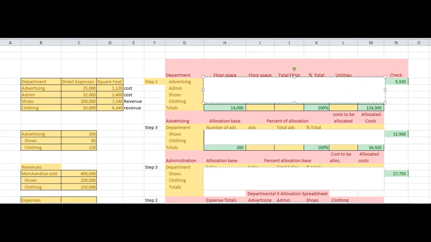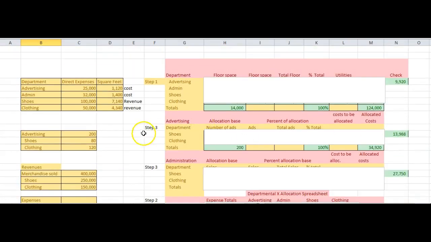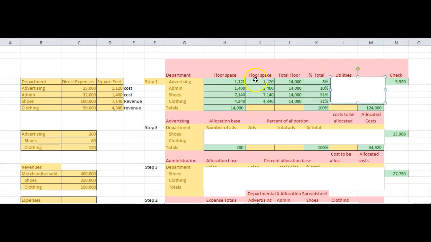And those are allocated by, if you read at the bottom, floor space. So let's go find this information. So floor space is right here. So we're going to do this, guys. We're going to put that over there and figure out how much floor space we have. In this case, we've got 14,000. So now I'm going to find what percentage that is. So I put the floor space for each department down. I put the total floor space down. And I multiply to get the percent.